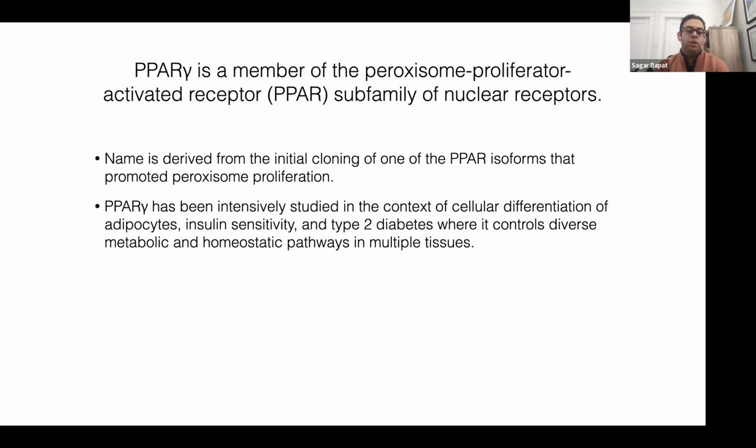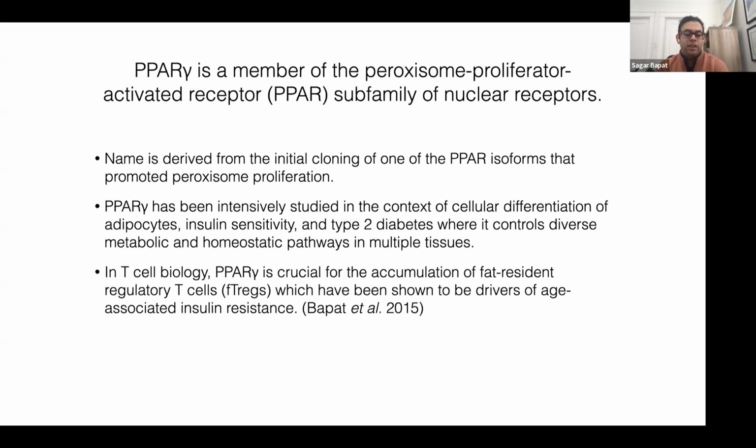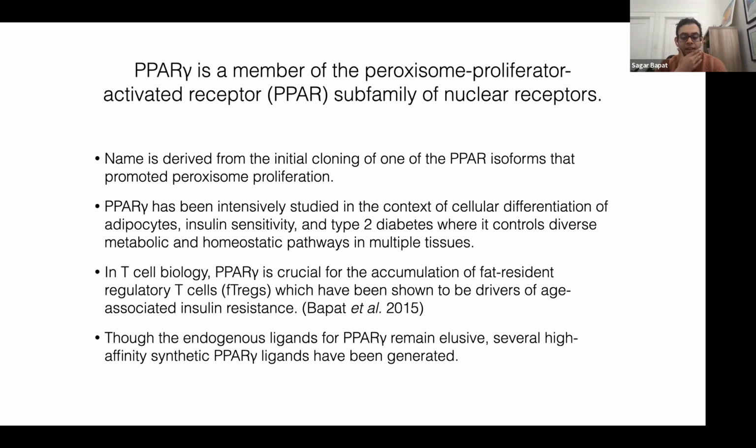So our thought was, we know that PPAR gamma does have some roles in T cell biology. Part of my work in graduate school had described PPAR gamma as being important for the accumulation of fat resident Tregs and also their function. And what we thought was, well, maybe just like PPAR gamma in adipocytes is dysregulated in obesity, maybe in obesity, PPAR gamma in Th2 cells is dysregulated, and this dysregulation is the cause of this type switching in the ears of mice that are obese.